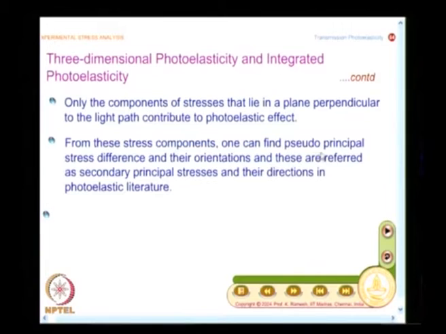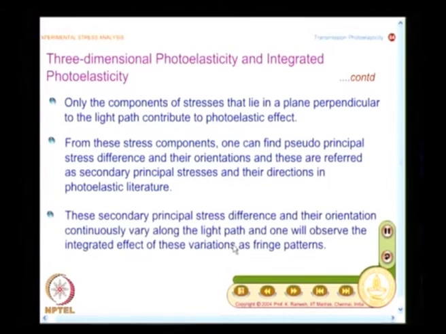And in order to distinguish this from the conventional understanding of principal stresses, these are referred to as secondary principal stresses and their directions. This is well understood and established in photoelastic literature. And what we will also have is, as I had mentioned, the stresses vary from point to point in a 3-dimensional model. The secondary principal stress also varies from point to point, and that is what we will have to account for when we want to interpret the fringes that we see.